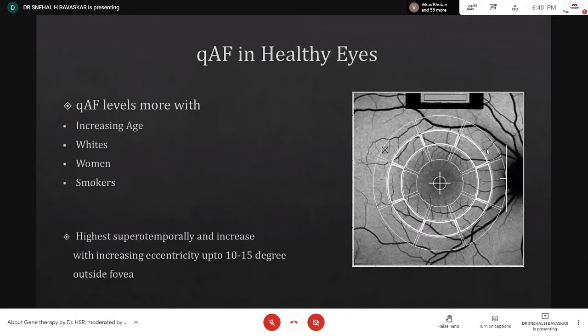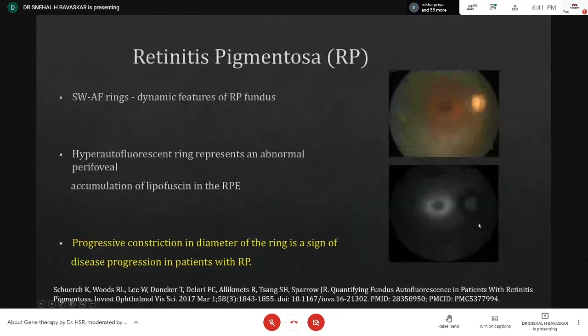Before we know what is abnormal, we must know how the quantitative autofluorescence is in healthy eyes. These levels increase with increasing age, in whites, women, and smokers. Superotemporally, where this black box with the cross is, they are the highest, and inferonasally they are the lowest. Coming to the discussion of inherited retinal disorders, we start with retinitis pigmentosa.